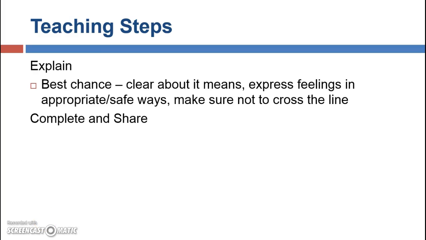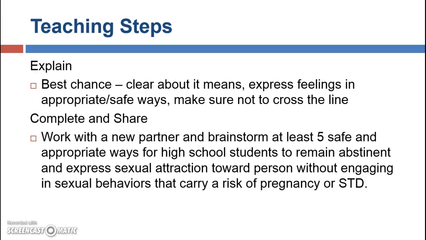Now, you have your best chance of staying abstinent if you are clear about what it means and can express feelings about sexual attraction in appropriate and safe ways. A behavior would be safe and appropriate if it does not cross the line that a person who has chosen to be abstinent has set for him or herself, and if it does not pose any risk of somebody getting pregnant or having an STD. All right, so work with a new partner and brainstorm at least 5 safe and appropriate ways for a high school student to remain abstinent and express sexual attraction toward another without engaging in sexual behaviors that carry a risk of pregnancy or STD. So, what are 5 ways that you can express your feelings to another person without having sex?